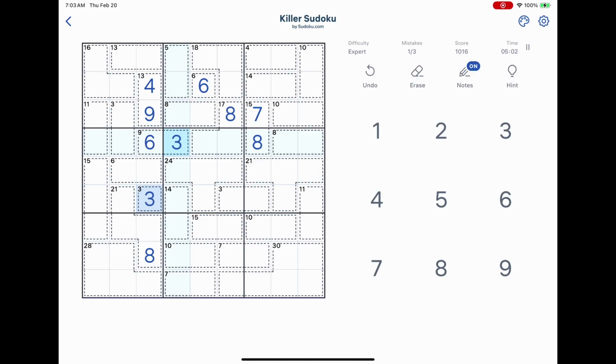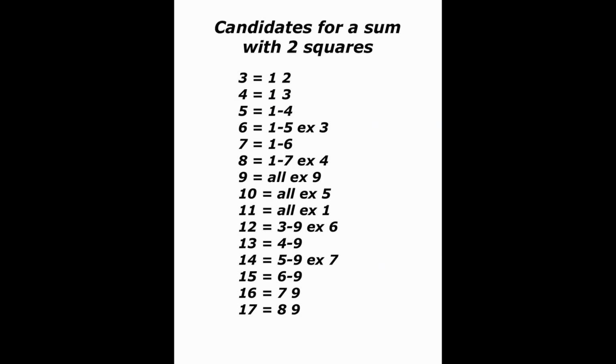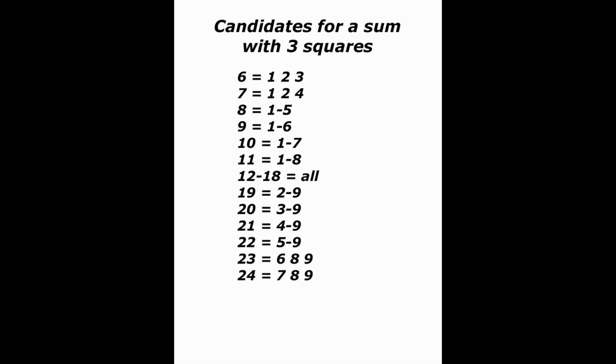Depending on the sum total and the number of squares, not every number from 1 to 9 is a candidate in many of the sums. Let's look at the candidates for each possible sum involving two squares. Rather than going through a detailed analysis, go ahead and take a photo of this page with your phone. You will see that the possible candidates follow a pattern that's easy to understand. Here are the lists for sums with 3, 4, 5, and 6 squares for you to photo.